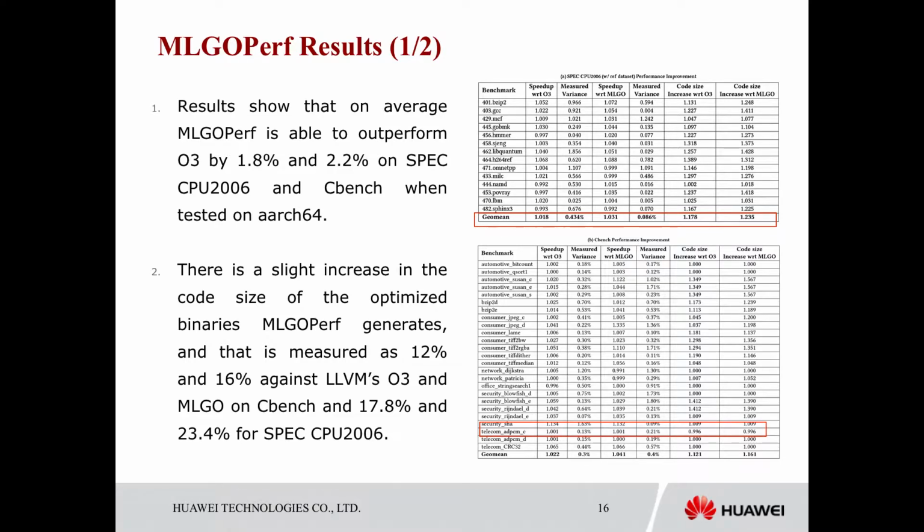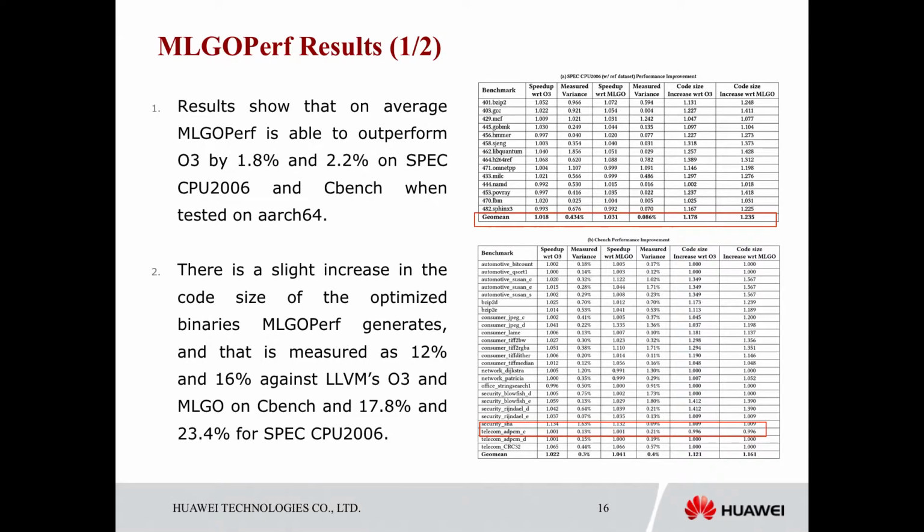So the results, we were targeting both SPEC CPU 2006 and also Cbench on ARM. There are several columns here. We were targeting speed up with respect to the O3, and we also tried to control the measure variances here. We were using NUMA control to assign it to a single core.